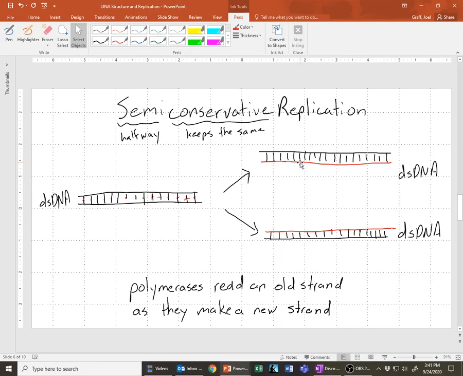So when an A and a T are matched up, it's called a base pair. If C's and G's are matched up, it's called a base pair. So if you say the length of a double-stranded nucleic acid, you would use the word base pair. If it was just single-stranded, you'd use the word nucleotide if you were describing its length. So polymerases read an old strand as they make a new strand. So again, halfway keeps the same.